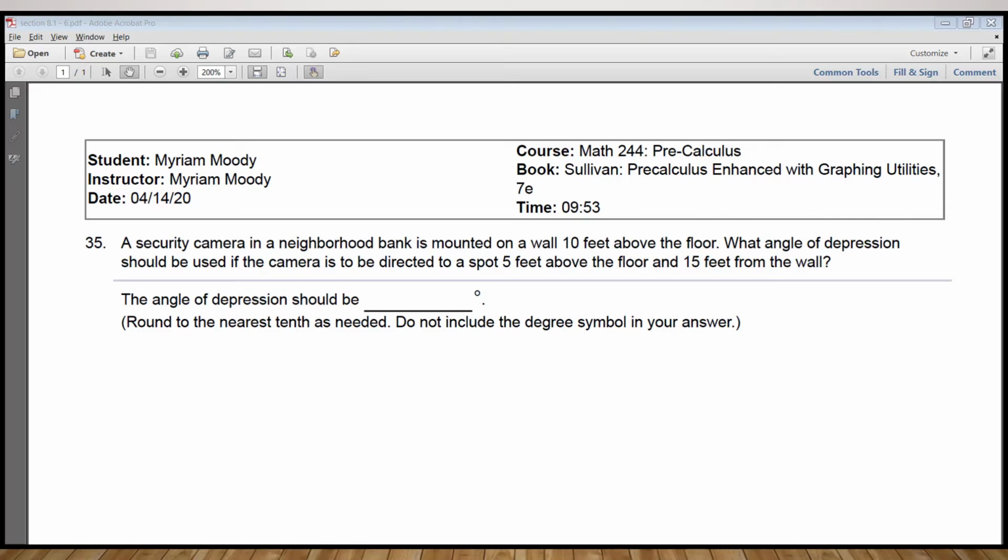A security camera in a neighborhood bank is mounted on a wall that's 10 feet above the floor. The question is, what angle of depression should be used if the camera is to be directed to a spot 5 feet above the floor and 15 feet from the wall? Okay, so this is kind of interesting. I'm thinking I need a picture, don't you? All right, so we got a bank. Here's our bank.